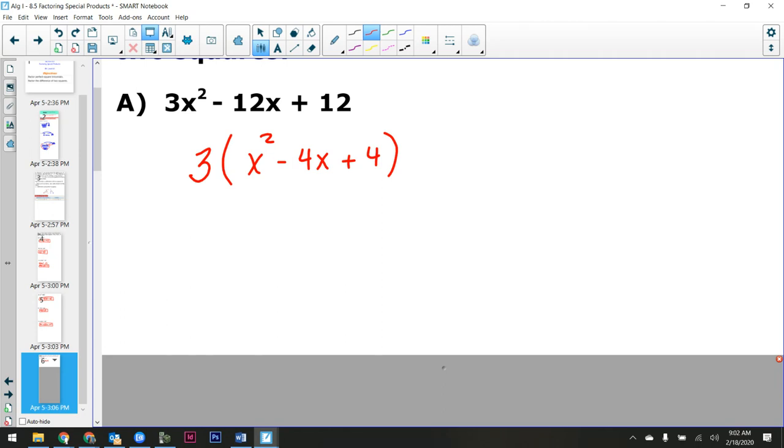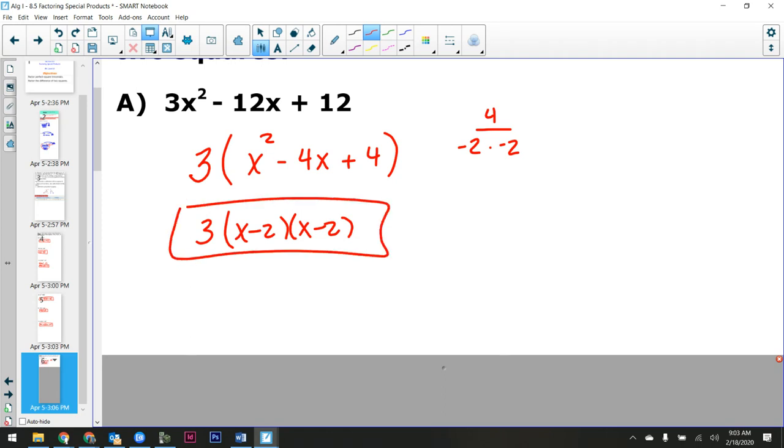What are the factors of positive 4 that add to get to negative 4? What are they? Negative 2, negative 2. Is this an easy type or a hard type with this 3 term? Easy type, because I removed that 3, didn't I? Look at just in between the parentheses. That's an easy type. So I can say that this is 3, x minus 2, x minus 2. That would be a completely fine answer. How else could I have written that?